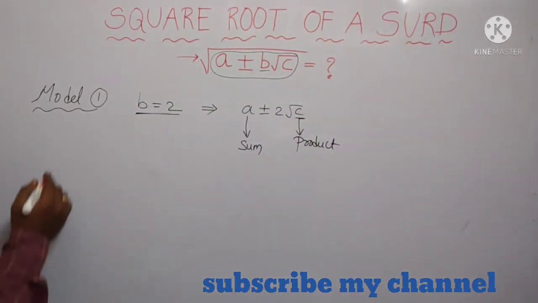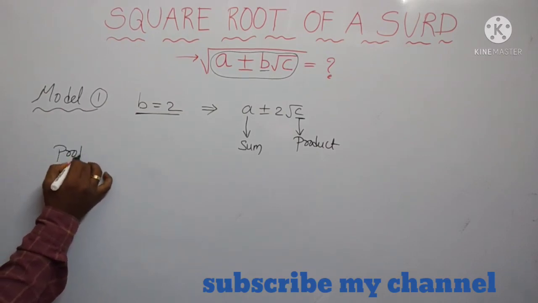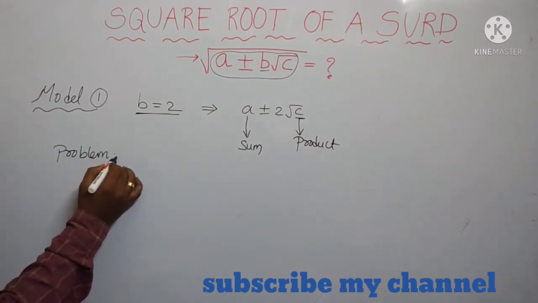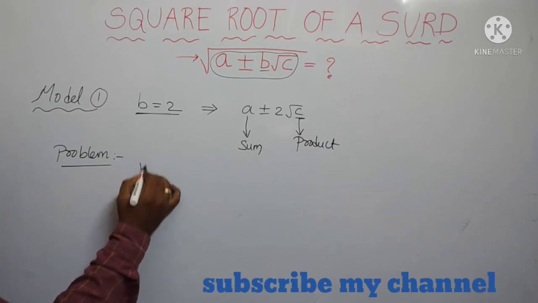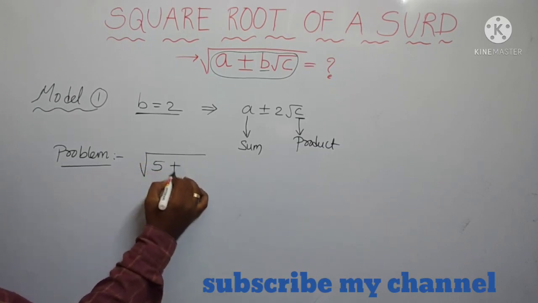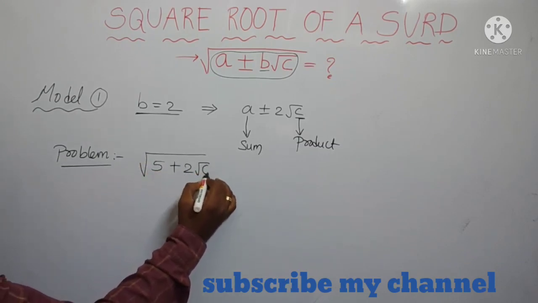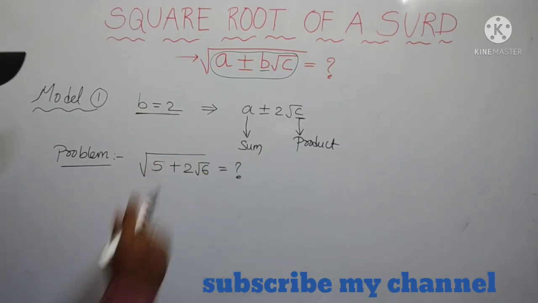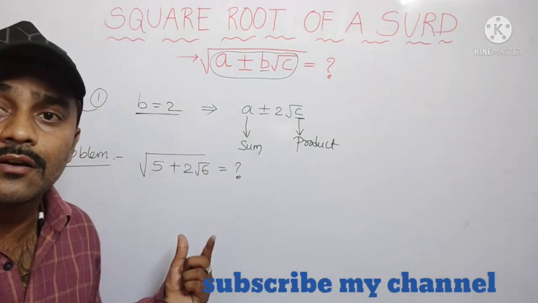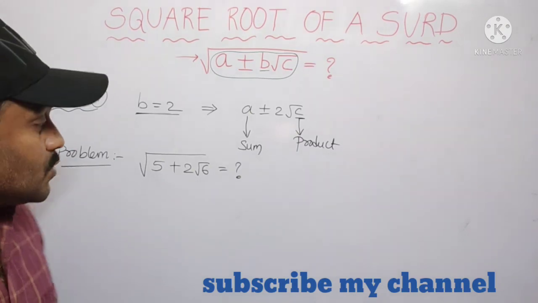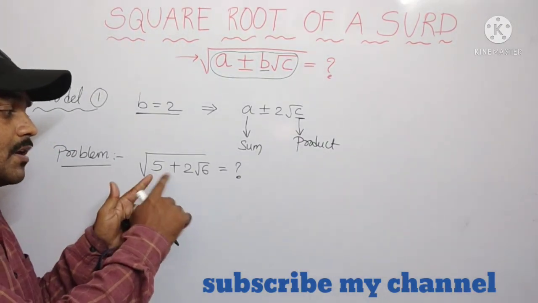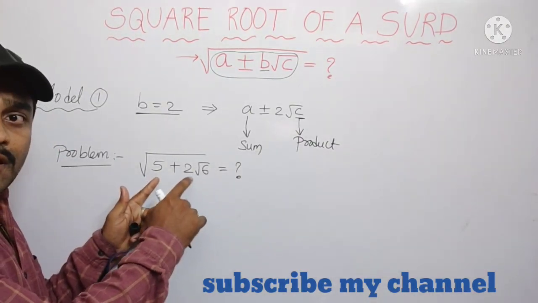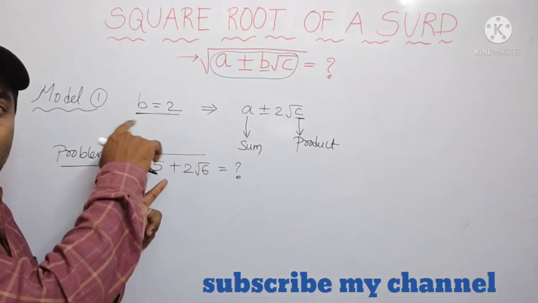So the first problem is: square root of 5 plus 2 root 6 is equal to how much? We want to find the square root of 5 plus 2 root 6. If you see here, it is in the form a plus b root c. Here b is 2, so it will come under model 1.